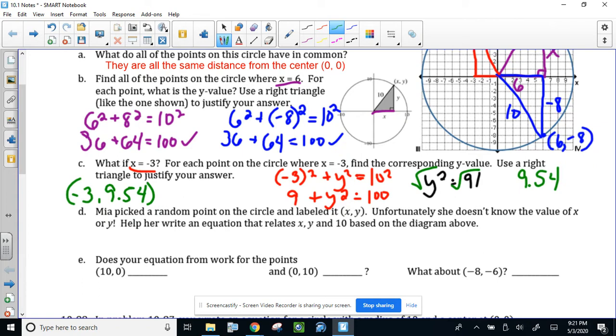And then if I went out negative 3 and downward, would that also give me about negative 9.54? And yeah, it sure would. So that would be another possible value. Two locations where we know the x value, we're trying to come up with the y value, and that's because of how the circle expands or extends.